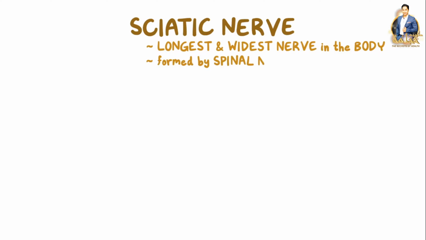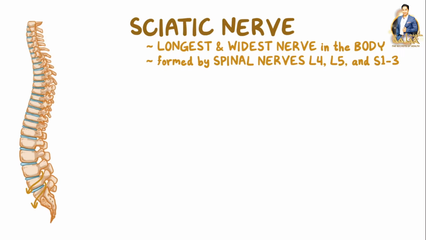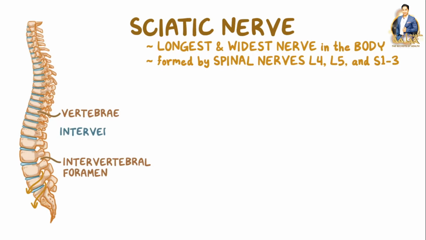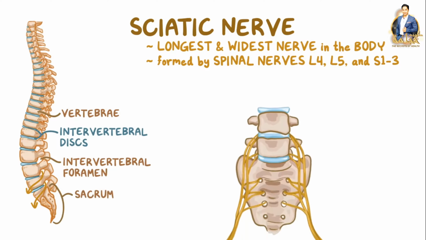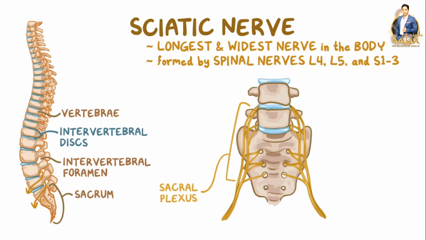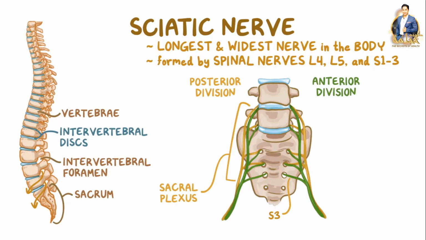It's formed by the spinal nerves L4, L5, and S1, 2, and 3, which leave the spinal canal through the intervertebral foramen, an opening located between the vertebrae and behind the intervertebral discs. These nerves travel to the area in front of the sacrum and join to make the sacral plexus. All the nerves in the plexus except S3 are split into two divisions, anterior and posterior.